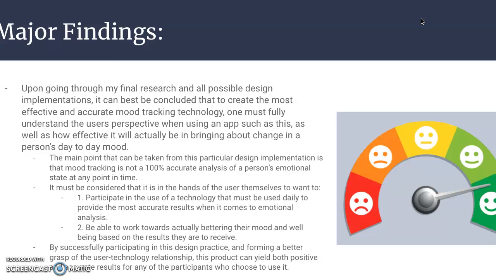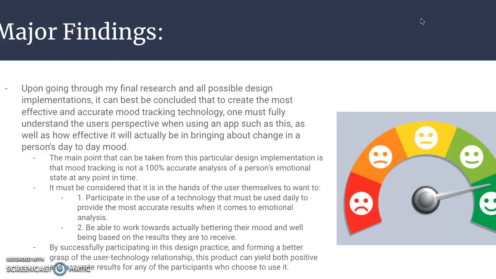Finally come my major findings. So upon going through my final research and all possible design implementations, it can best be concluded that to create the most effective and accurate mood tracking technology, one must fully understand the user's perspective when using an app such as this, as well as how effective it will actually be in bringing about change in a person's day-to-day mood. The main point that can be taken from this particular design implementation is that mood tracking is not 100% accurate analysis of a person's emotional state at any point in time.